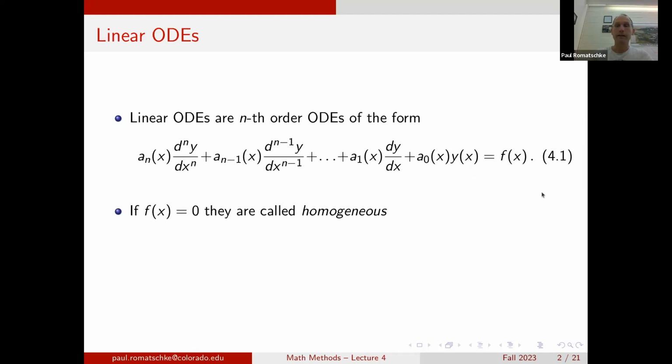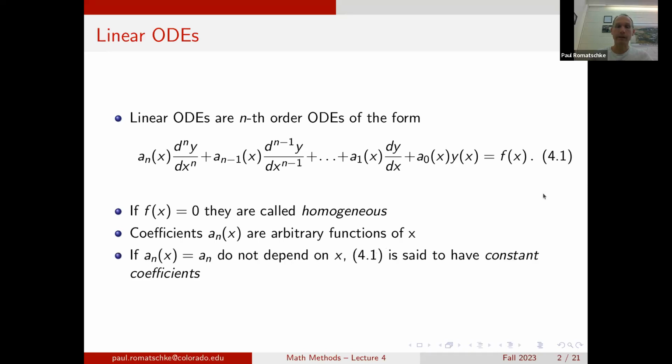If the right-hand side, so f of x, is exactly 0, then these ODEs are called homogeneous ODEs. The coefficients an of x are in principle arbitrary functions of x. But if they are constants, then the ODE correspondingly has constant coefficients.